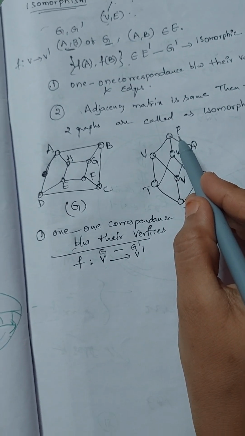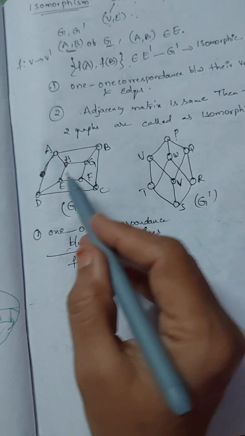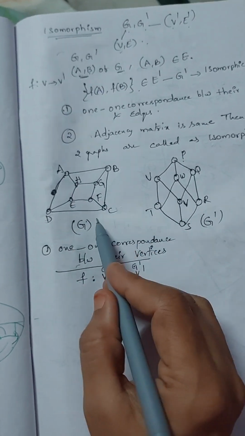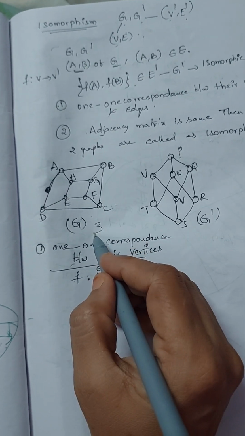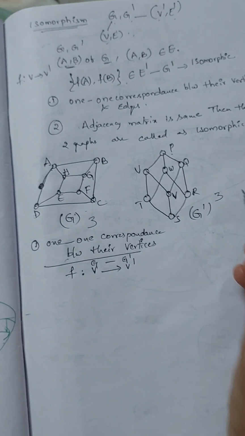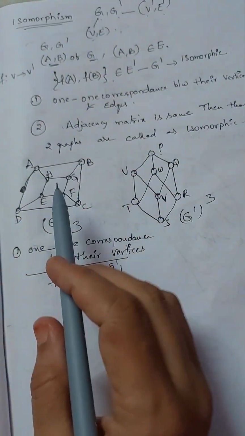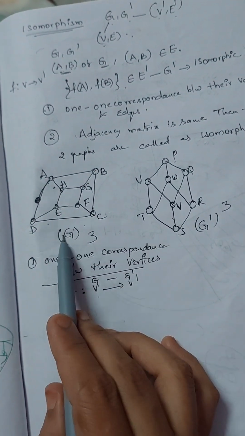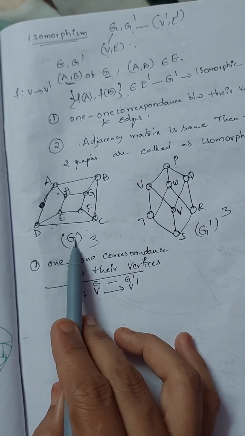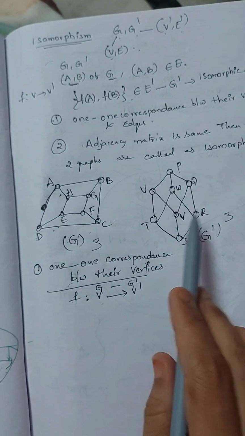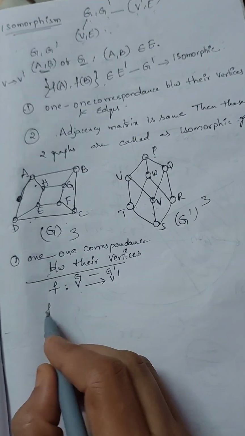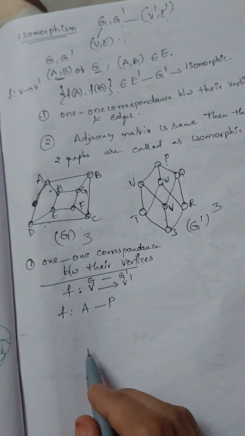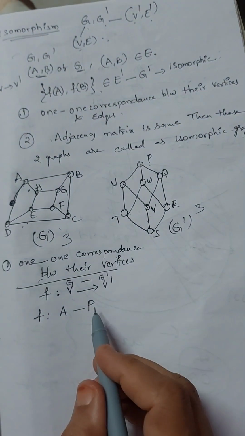Why am I taking this vertex? Because can you observe that each and every vertex has degree 3 in G and also in G dash. Each and every vertex has degree 3 in G and G dash, so we can map any vertex of G with any vertex of G dash. So here I am taking the function f where A is mapped to P.